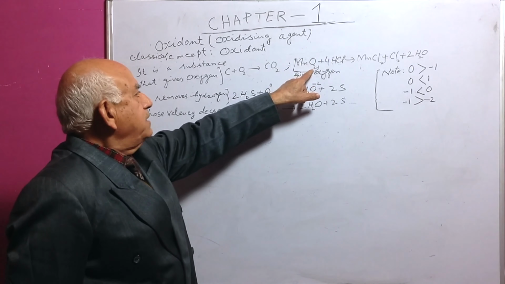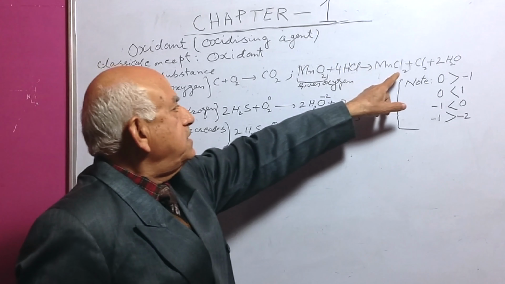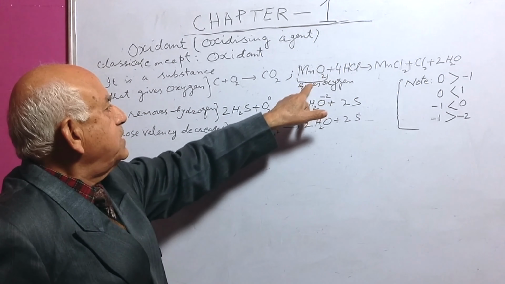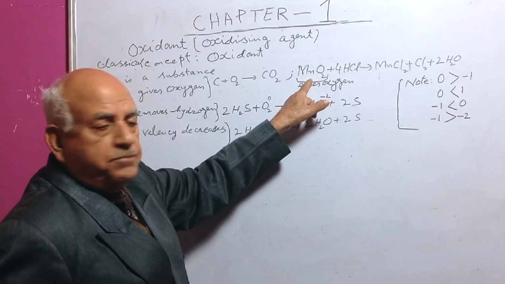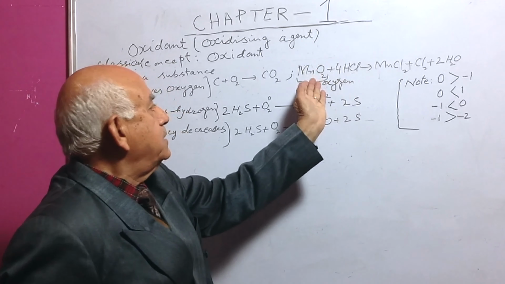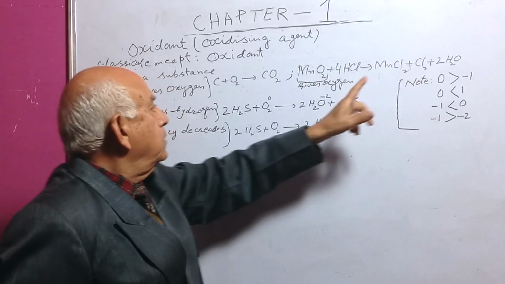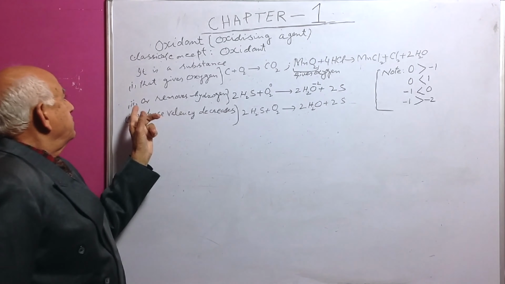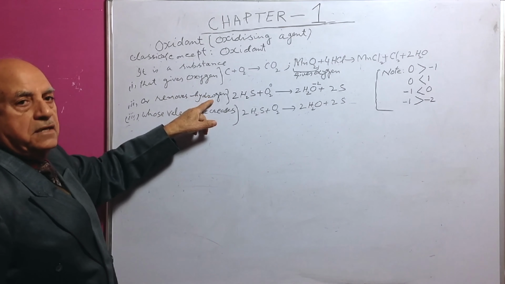Here, manganese dioxide MnO2 plus 4 HCl gives rise to MnCl2, chlorine and water. In this case, MnO2 gives oxygen. Just see, this MnO2 contains oxygen, but this manganese chloride does not contain oxygen. It means oxygen has been given by MnO2 to form this product. Therefore, MnO2 is an oxidant. Or, an oxidant is a substance that removes hydrogen.